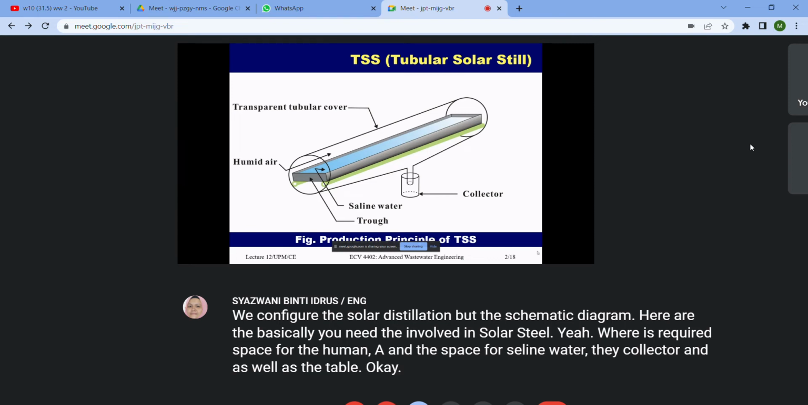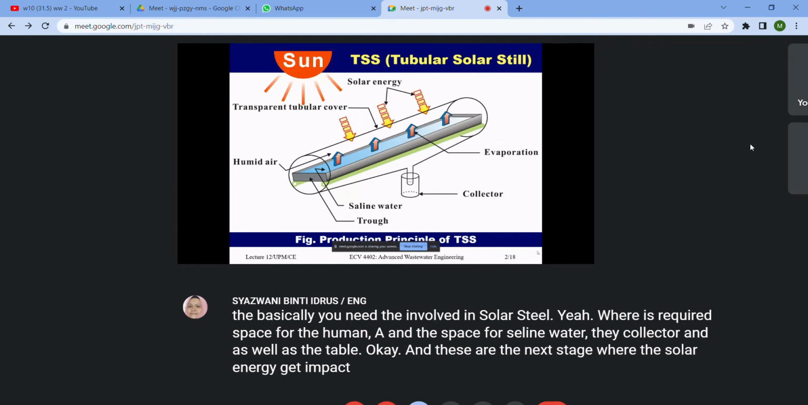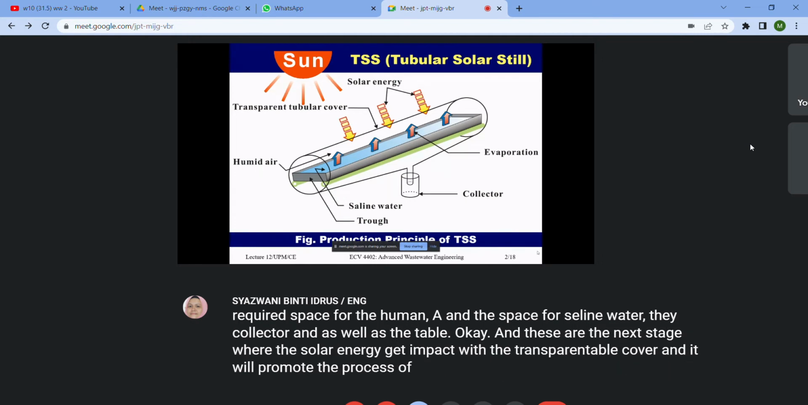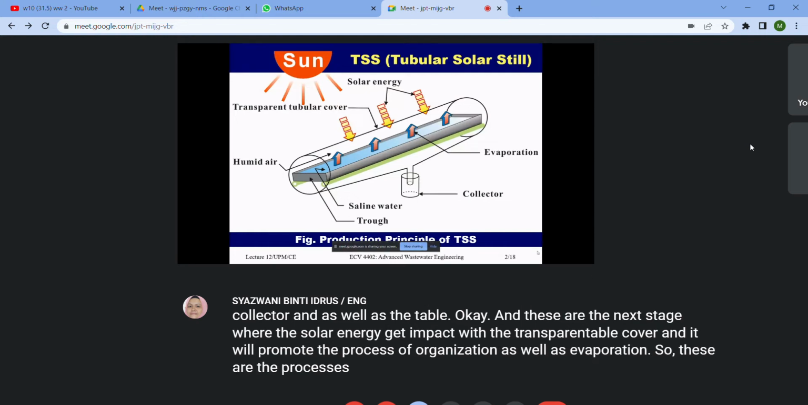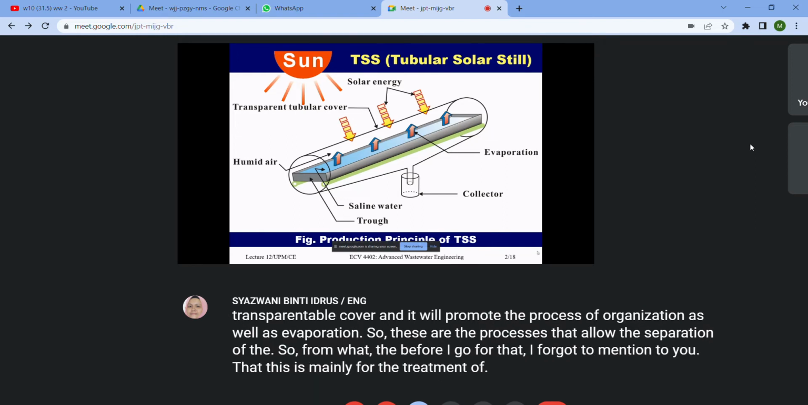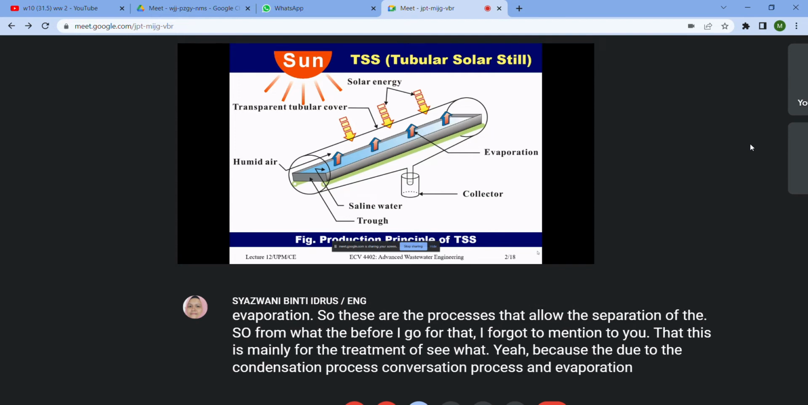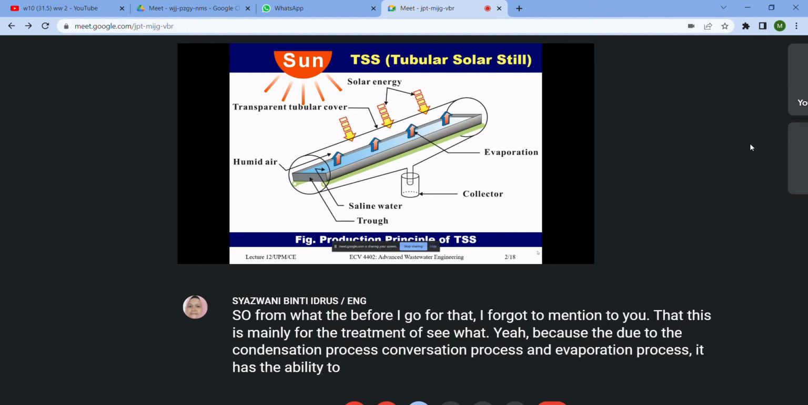Okay, and these are the next stage where the solar energy interacts with the transparent tubular cover, and it will promote the process of condensation as well as evaporation. So these are the processes that allow the separation of the salt from water. Before I go further, I forgot to mention to you that this is mainly for the treatment of seawater or salt water. Because due to the condensation process and evaporation process, it has the ability to separate salt from water.